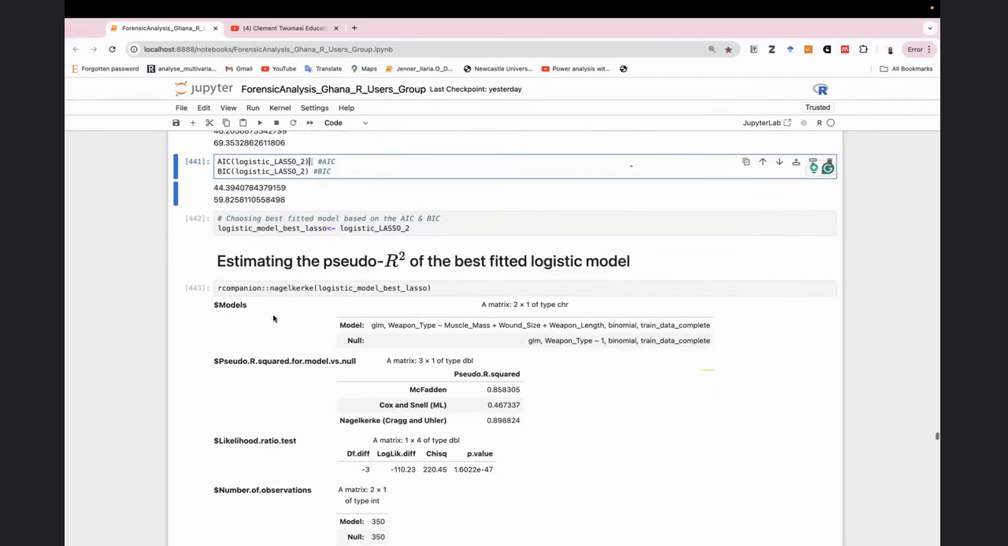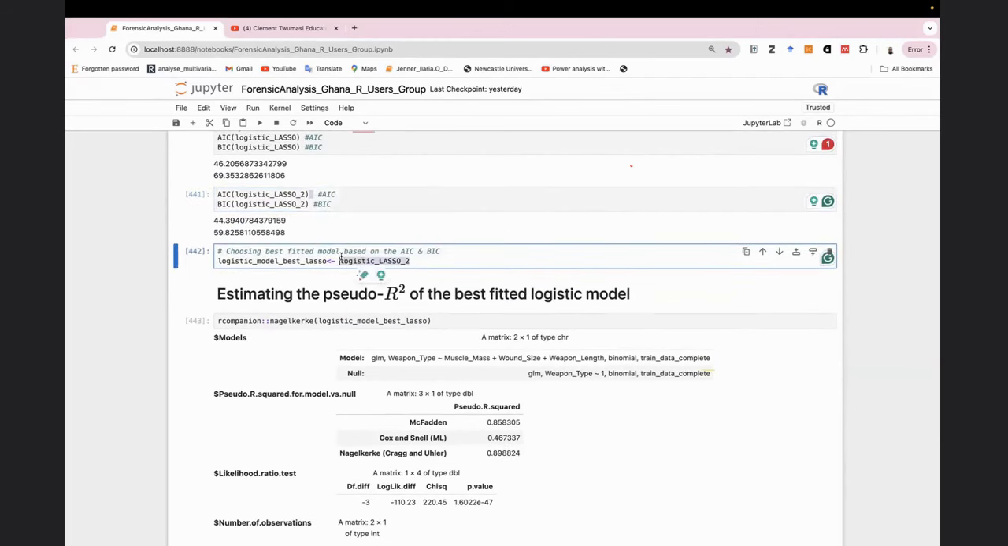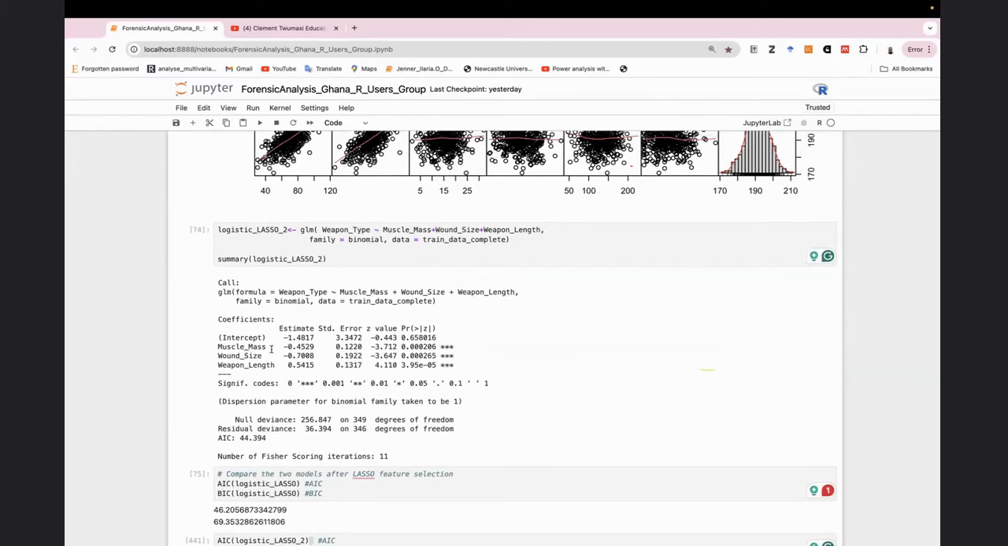All right, so now I'm calling this the lasso model after taking out BMI and the location, where we now have three significant variables: the mass, meaning muscle mass, the size of the wound, and the wound length. These are the significant predictors among all the predictors that we considered at the beginning of the study. We believe that with just these three pieces of information, you should be able to know the type of weapon.